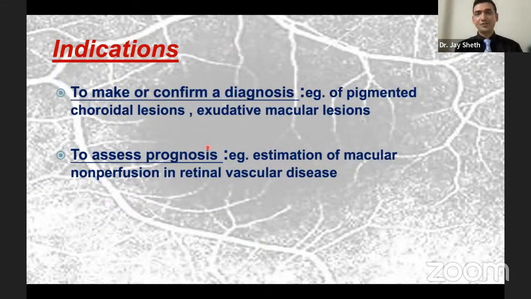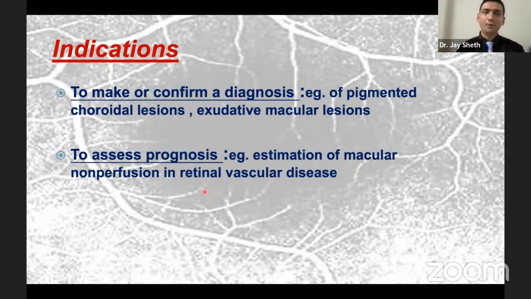So what are the indications? When do we need to do angiography in these patients? First is to make or confirm a diagnosis, because there are certain exudative macular lesions. For example, we may have patients with diabetic retinopathy whom we want to plan a focal laser. In these patients, we do a fluorescein angiography to see where the leakages are and whether we can treat them.